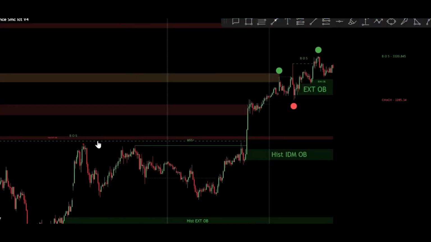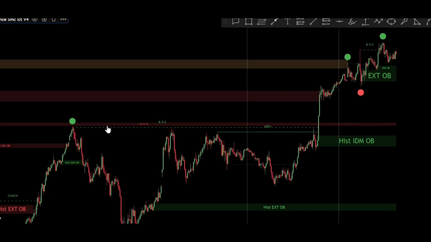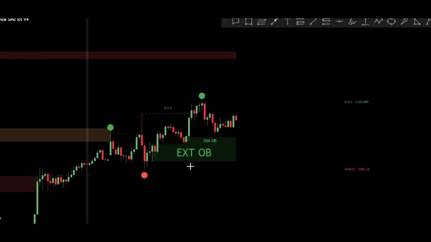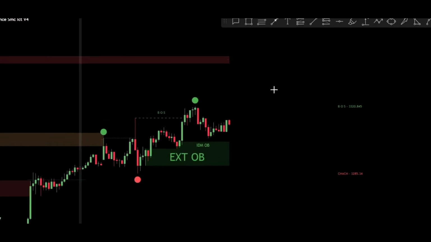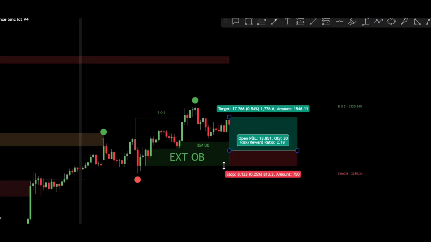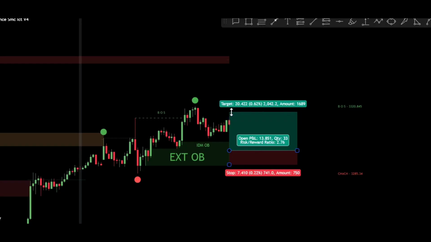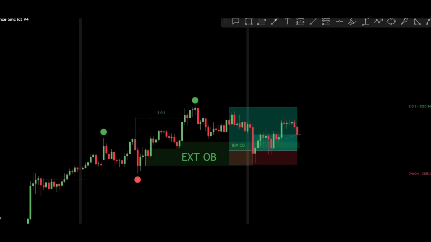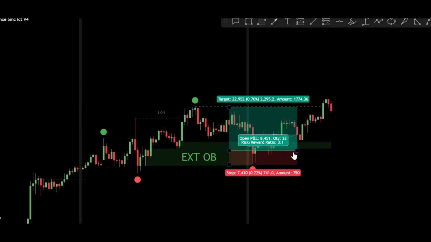For example, here you can see market structure is bullish, so we'll take a bullish trade from this zone. But there are two zones. One is an inducement order block, and the other is an extreme order block. When two order blocks are close to each other, we always trade from the extreme one. So let's plan a trade from the extreme order block. Set your stop loss just below the zone, and aim for either the recent swing high or go with a 1-to-3 risk-to-reward ratio. And boom, profit target smashed.